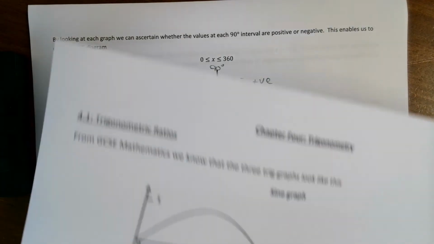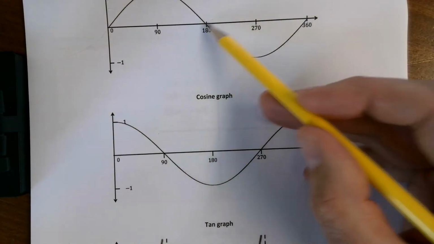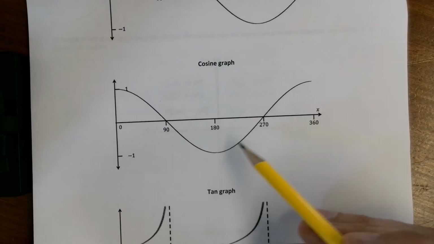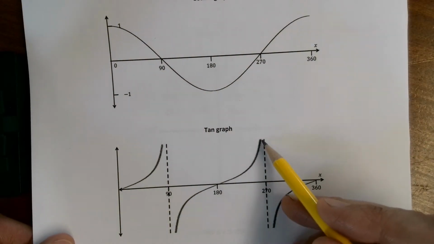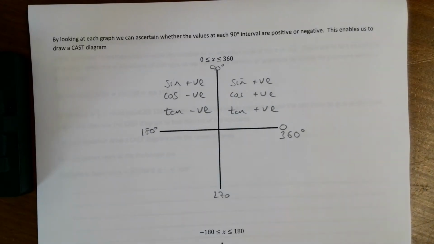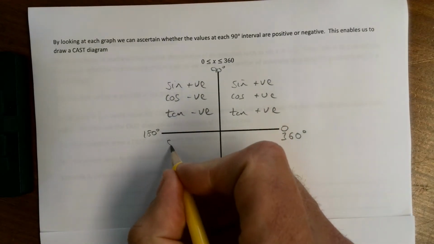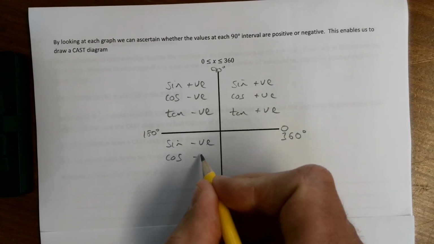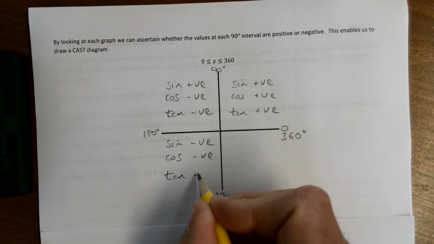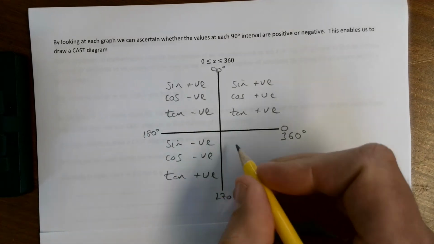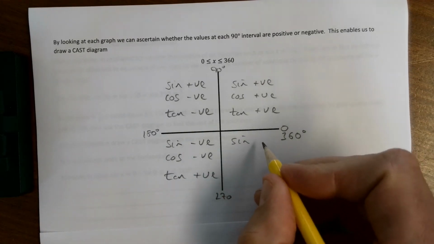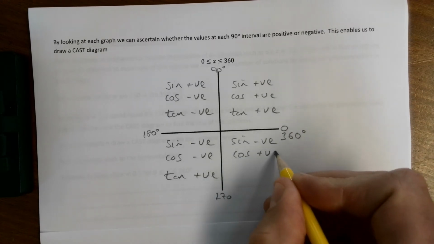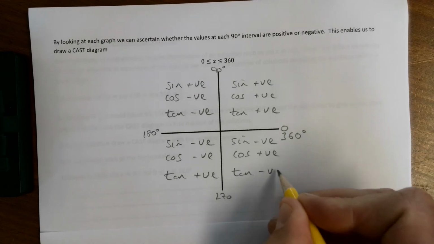For 180 to 270, let's see. Between 180 and 270, sine is negative, cos is negative, and tan is positive. So let's write those three things in. Sine is negative, cos is negative, and tan is positive. And then for the final bit, again, you can take a look at your graphs. Sine is negative, cos is positive, and tan is negative.